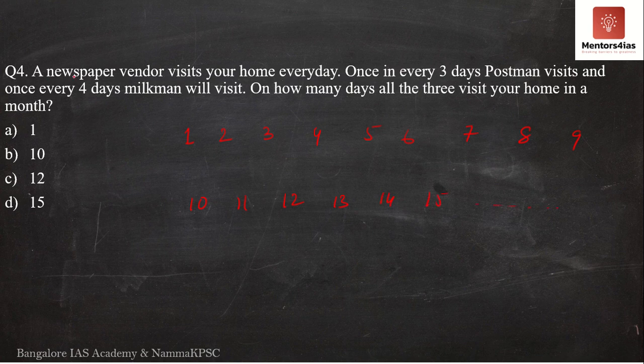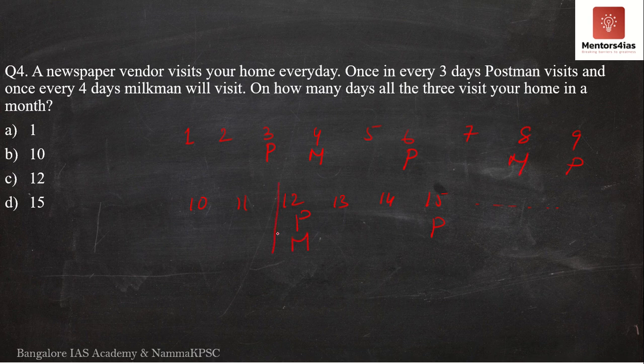Question says the newspaper vendor will visit every day. Every day the newspaper vendor is visiting your house to deliver your newspaper. Whereas the postman visits every 3 days. So I have the postman visiting on 3rd, 6th, 9th, 12th, 15th, and so on. Whereas the milkman visits once every 4 days. So milkman will visit on 4th, 8th, 12th.